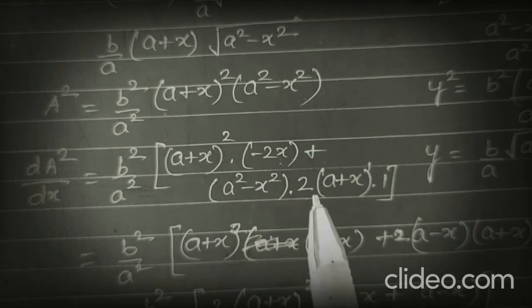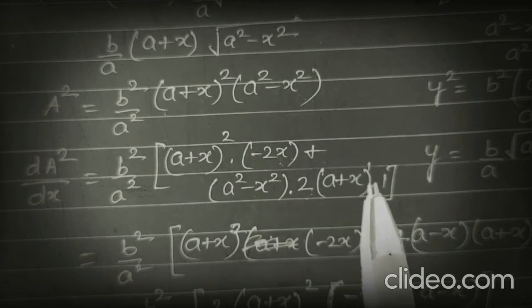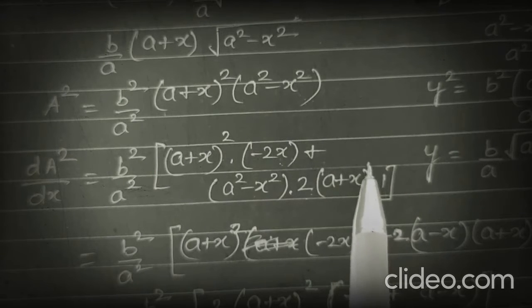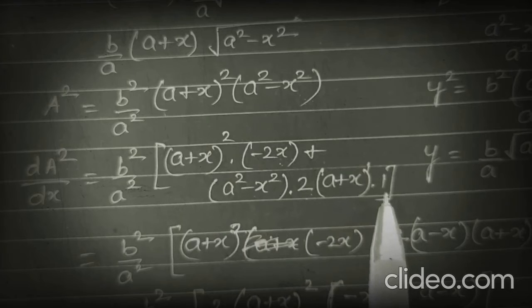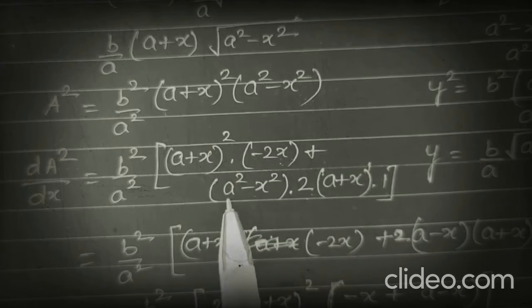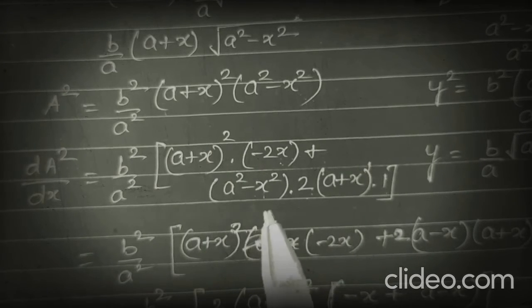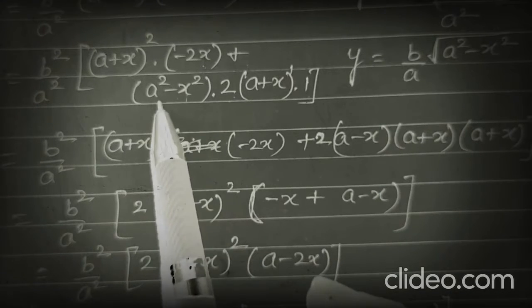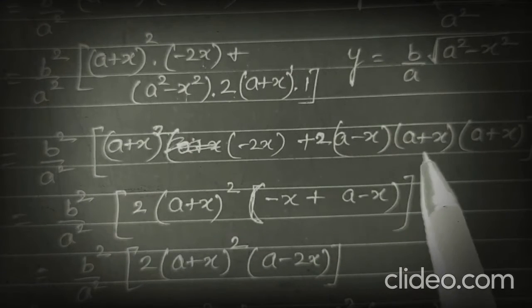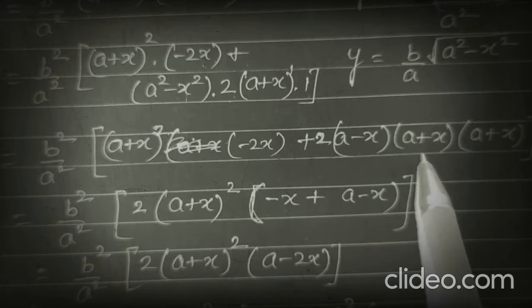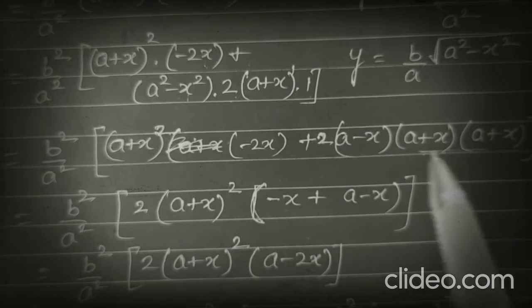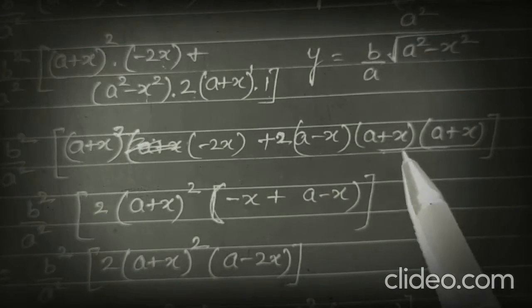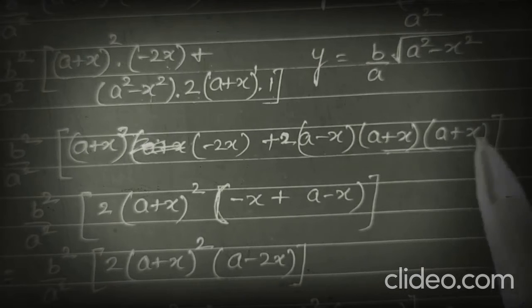Then the 2 comes forward. (a plus x) raised to power 2 minus 1, it is 1, and the coefficient of x is 1. Now a square minus x square, we can write a square minus b square as (a minus b) into (a plus b). So here a square minus x square is (a minus x) into (a plus x). Now a plus x into a plus x is (a plus x) whole square.